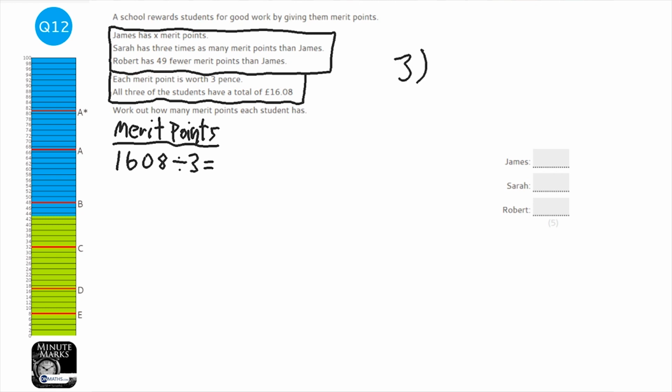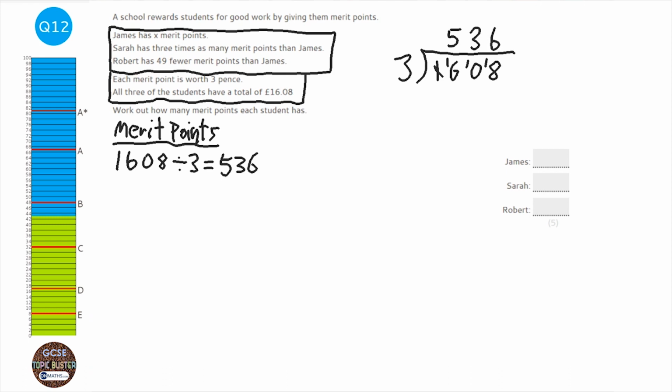So I'm going to do the bus stop method. 1608. 3's into 1 don't go, that makes that 16. 3's into 16 go 5, carry 1. 3's into 10 go 3, carry 1. 3's into 18 go 6. So 536 merit points. Okay, next we need to work out how many James, Sarah and Robert have.